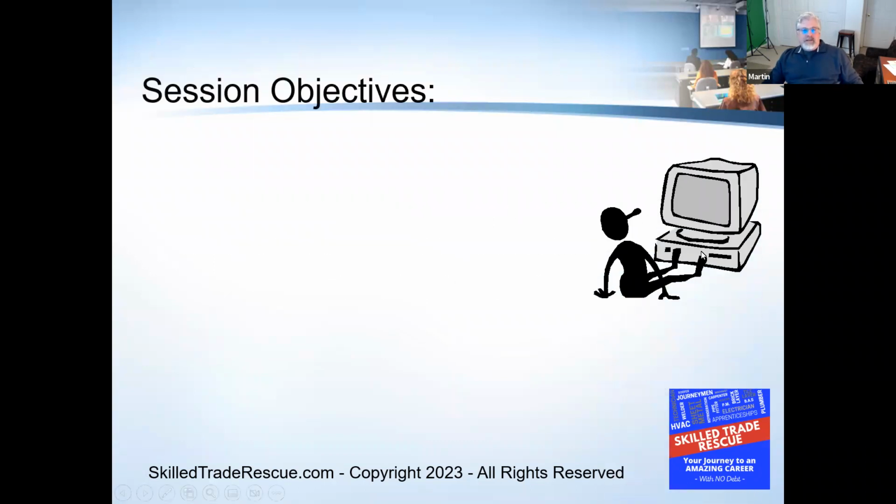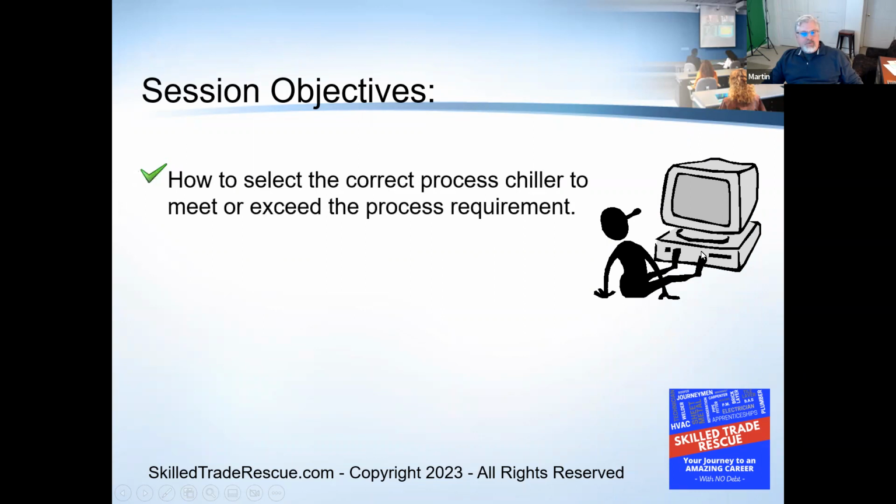All right, so what I want to get done today is I want to explain how to get to the correct process chiller design based on the system requirements. So what you want to do ultimately is you want the performance of the process chiller to meet or exceed. I always try to exceed a bit on the thermal transfer, the BTUH transfer, as well as the pumping requirements. So that's the goal. And I want to try and give you some tools on how to do that.